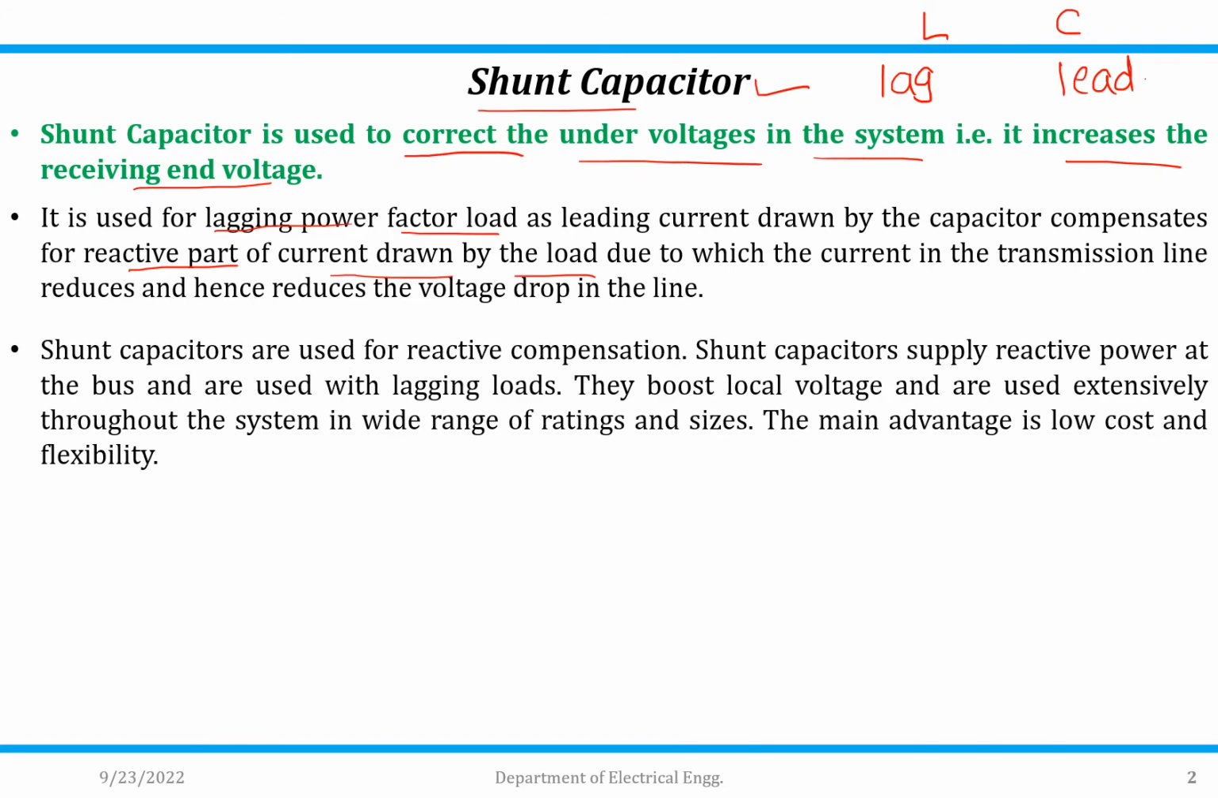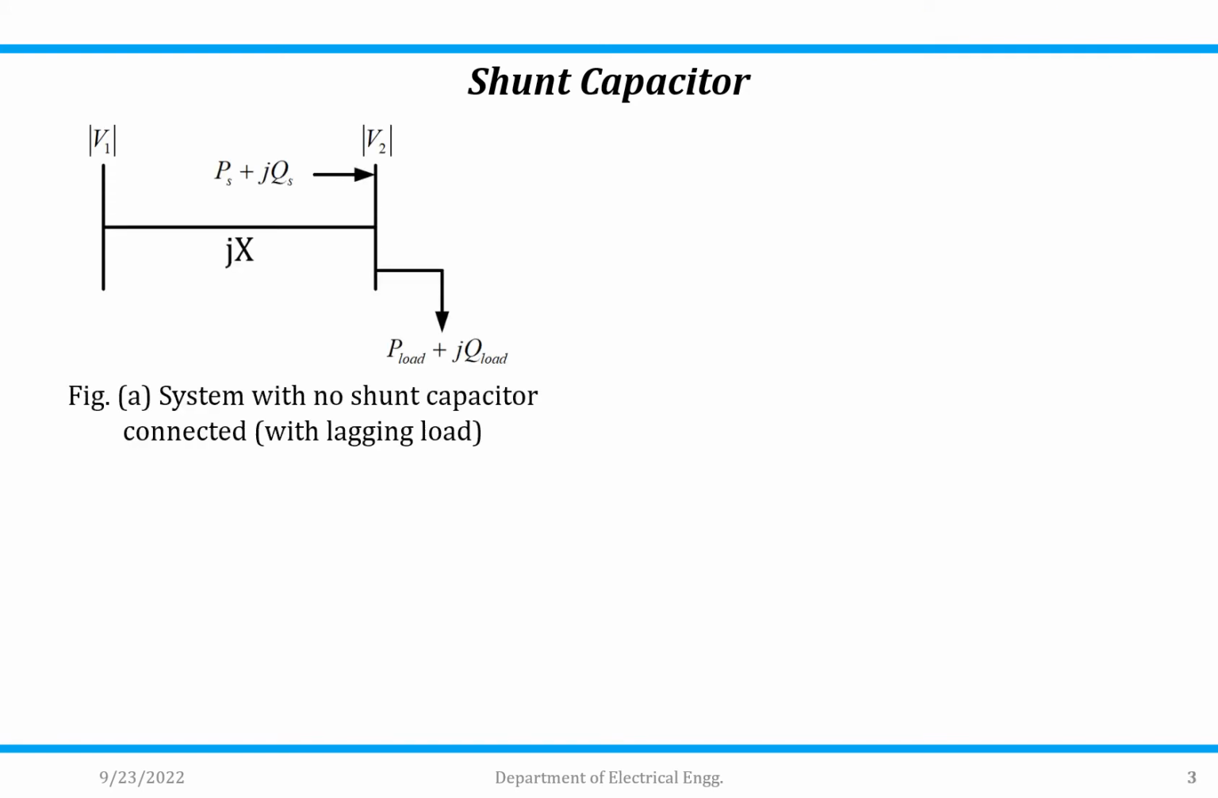Now basically shunt capacitors are used for reactive power compensation. Shunt capacitors supply the reactive power at the bus, and it is widely used for a lagging load. So please remember, we use a shunt capacitor when we have a lagging power factor load. They will boost the local voltage and are used extensively throughout the system in a wide range of ratings and sizes. The main advantages of this kind of shunt capacitor connection are low cost and flexibility. Now let us consider one diagram.